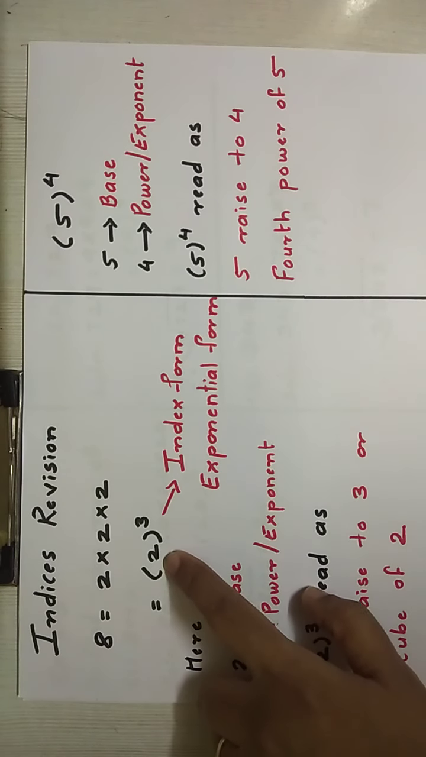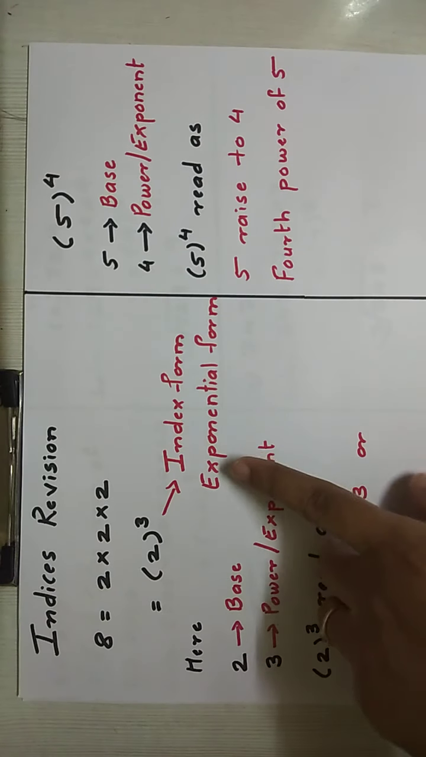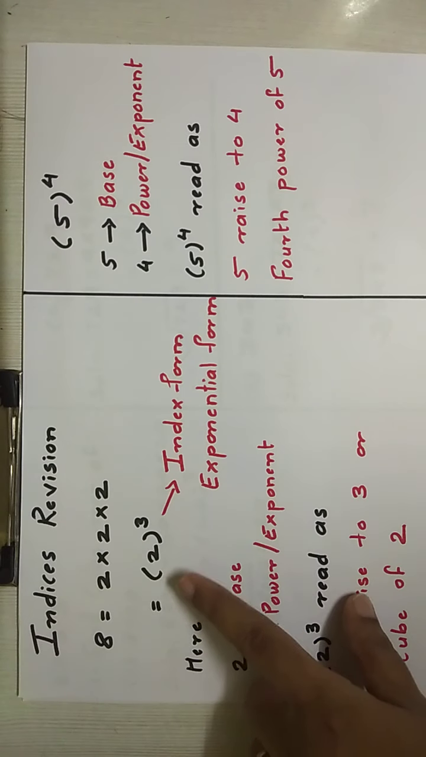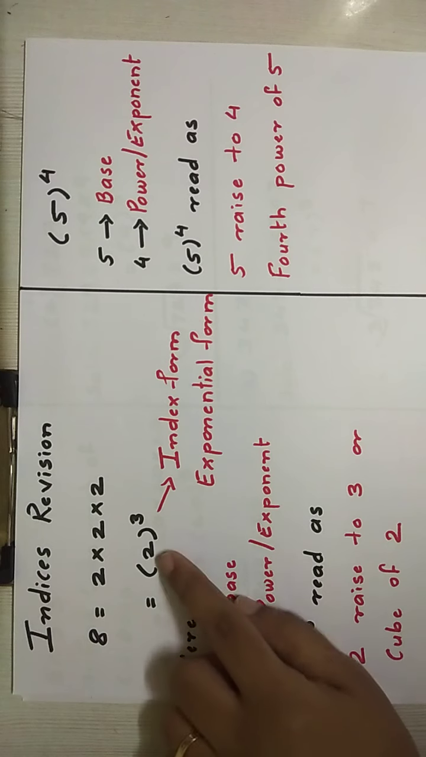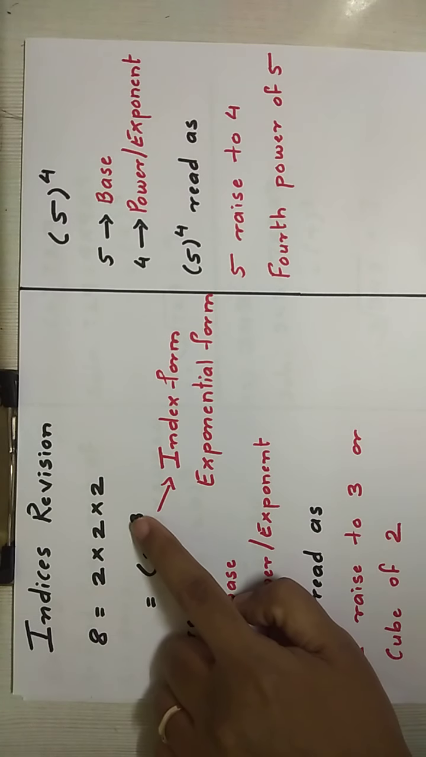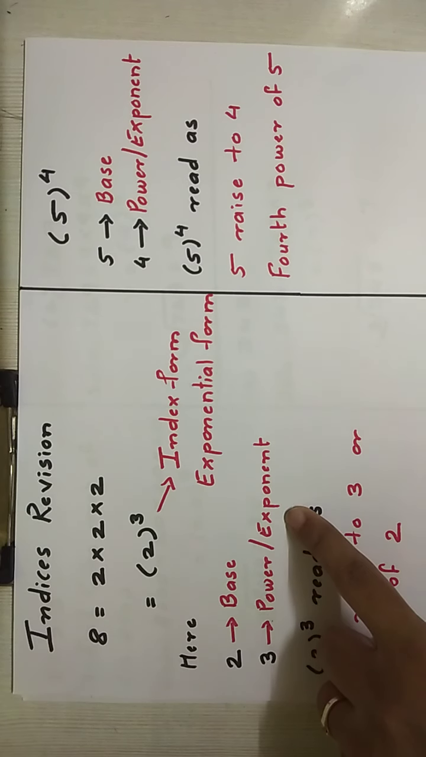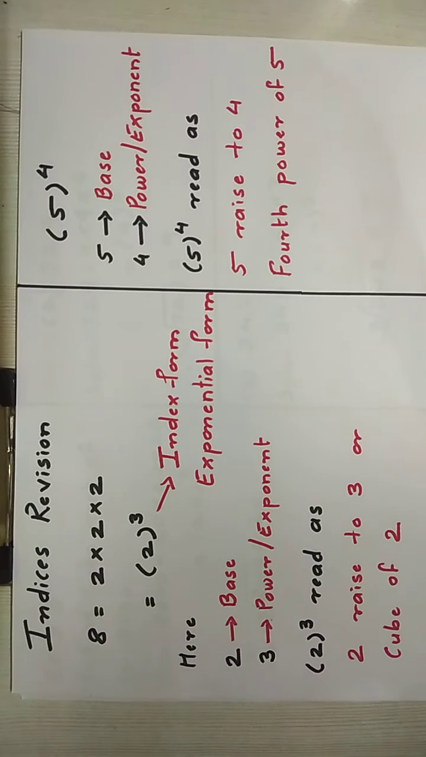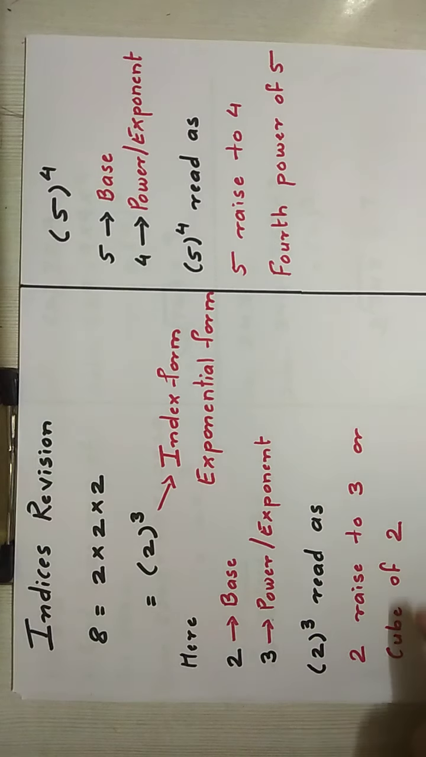When you write it in the form of power like this, it is called index form, or we also call it exponential form of 8. 8 is 2 raised to 3. Now here 2 will be called base and 3 will be called power. 3 is called power, the other name is exponent. It is read as 2 raised to 3 or cube of 2.